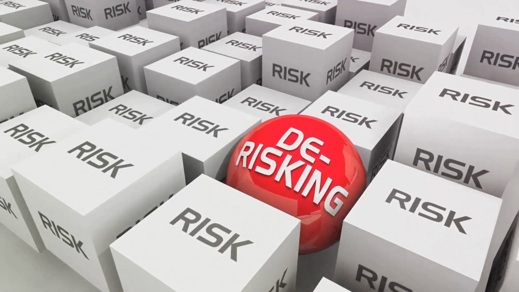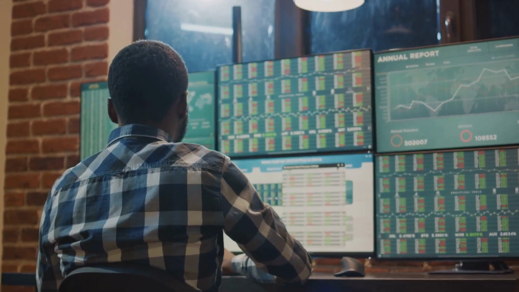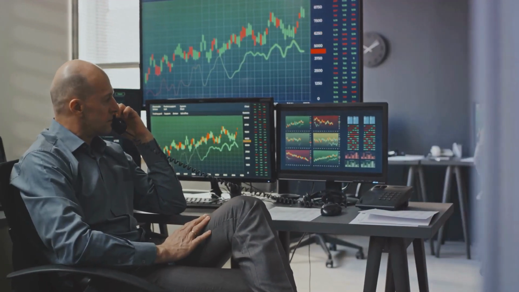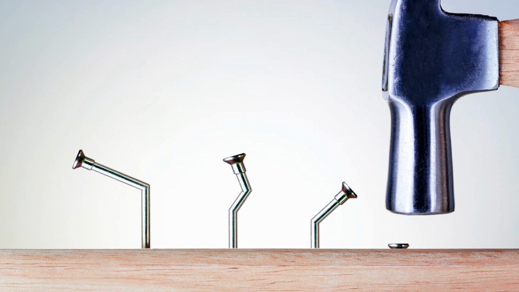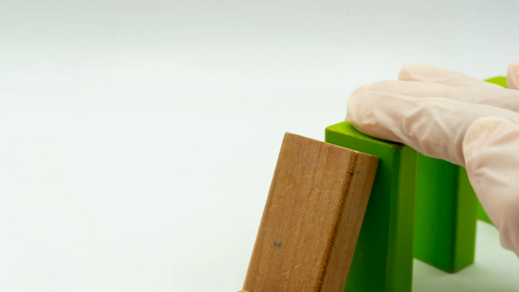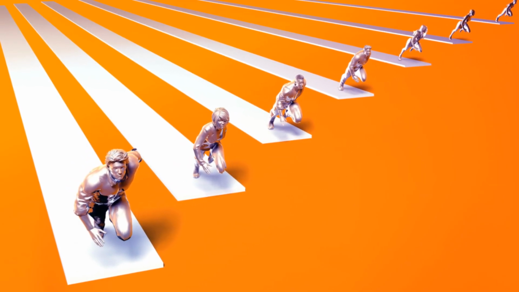Lastly, chasing quick profits. It's easy to get caught up in the glitz and glamour of instant wealth. But remember, Rome wasn't built in a day, and neither is a successful trading portfolio. Patience is key. It's better to make small, consistent gains than to risk it all on a single trade. Avoiding these common mistakes will put you on the right track to becoming a successful options trader.